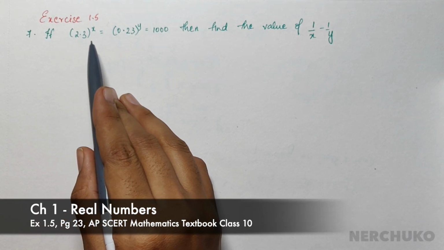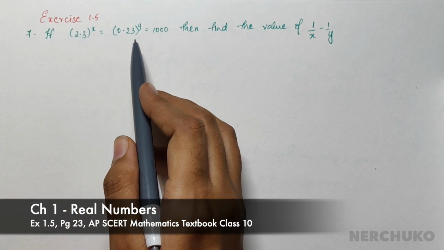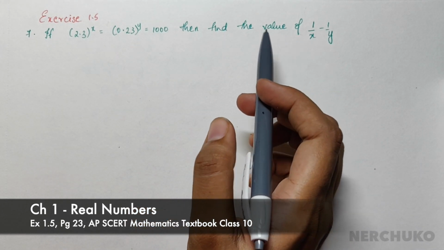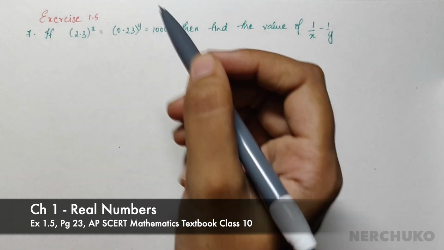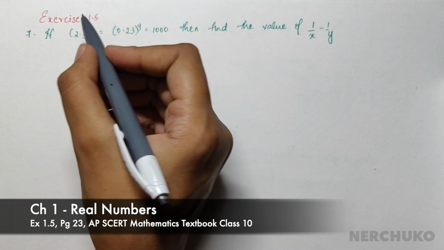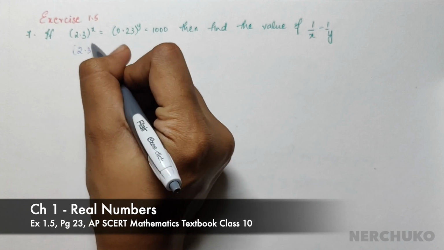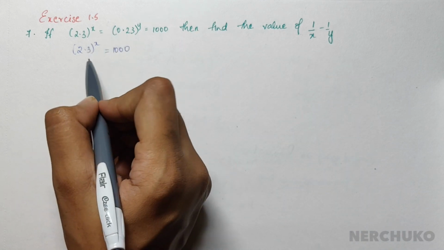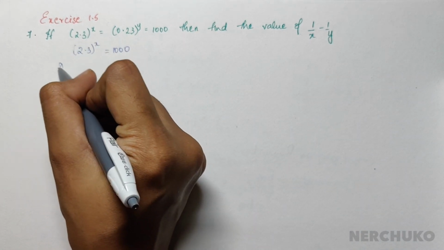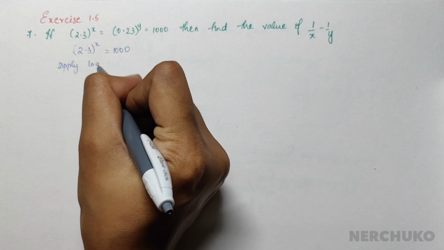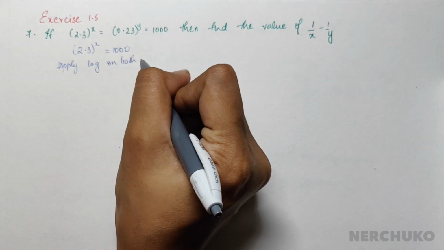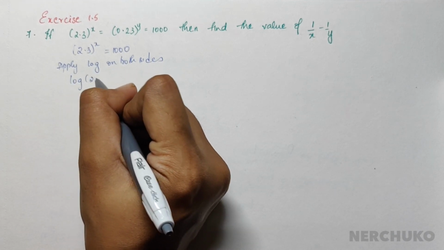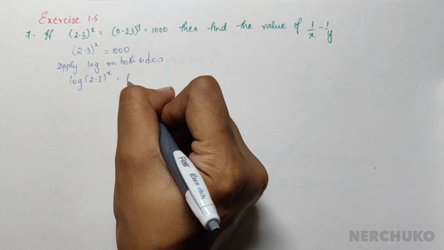If 2.3 power x is equal to 0.23 power y equal to 1000, then find the value of 1 by x minus 1 by y. Now let me consider this 2.3 whole power x equal to 1000. Now if I apply a logarithm on both the sides, I would have log of 2.3 whole power x is equal to log 1000.